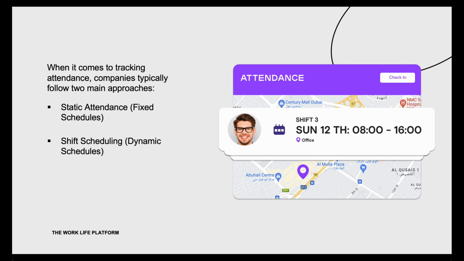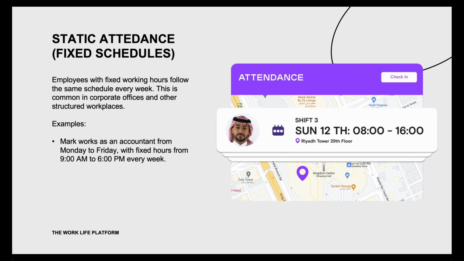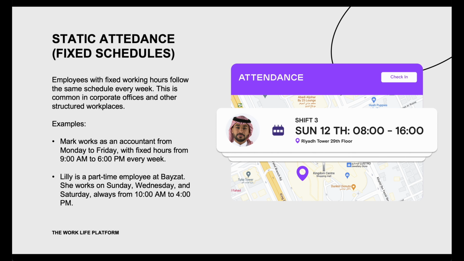For instance, Mark works as an accountant at a corporate office. His work hours are fixed from 9 a.m. to 6 p.m., Monday to Friday. Since his schedule never changes, his company can easily track his attendance without needing to manage shifts. Another example is Lily, a part-time employee at Bayzat. She works on Sunday, Wednesday, and Saturday, always from 10 a.m. to 4 p.m. Even though she doesn't work full-time, her schedule remains the same every week, making it easy to track her attendance.